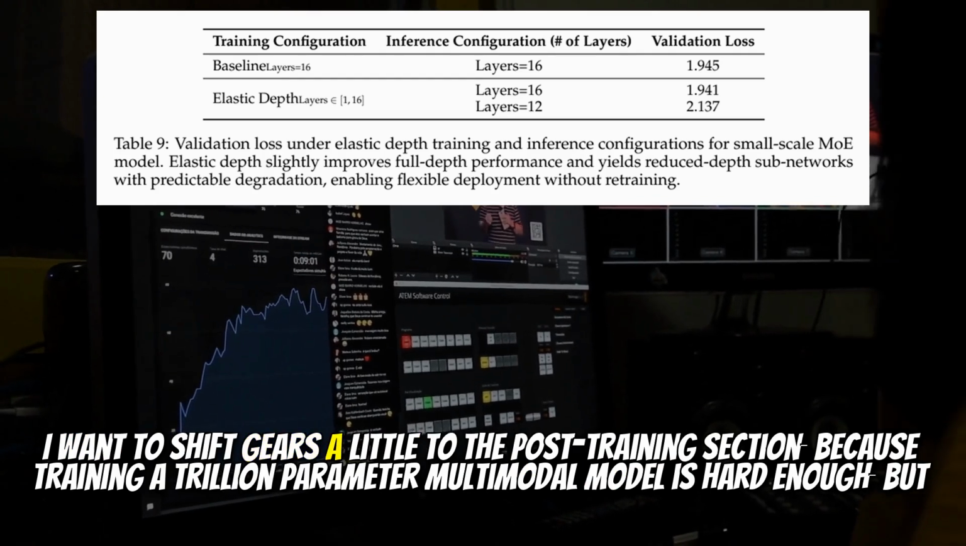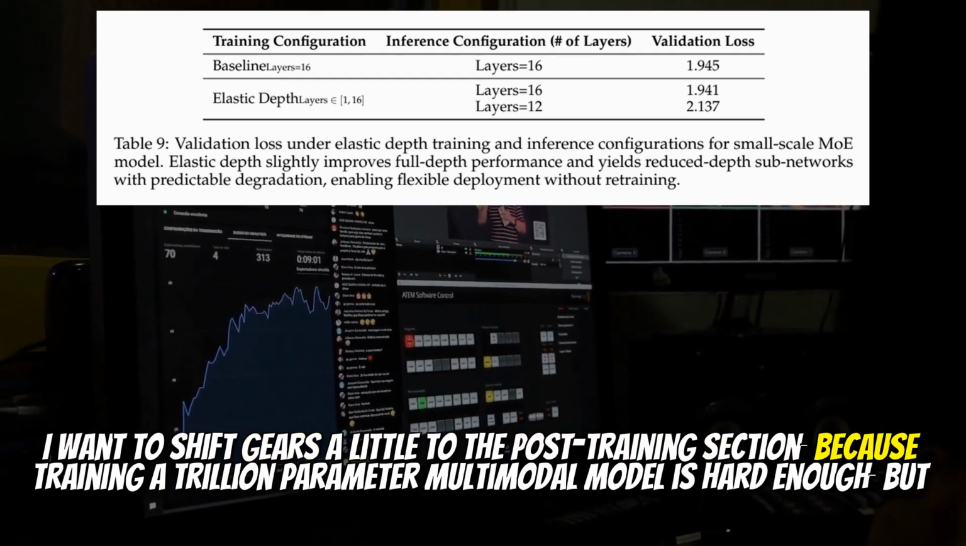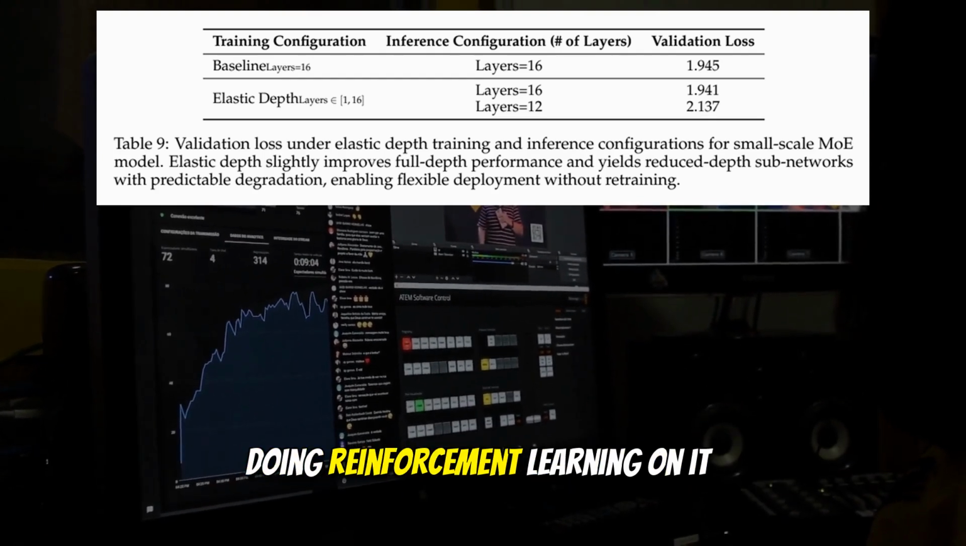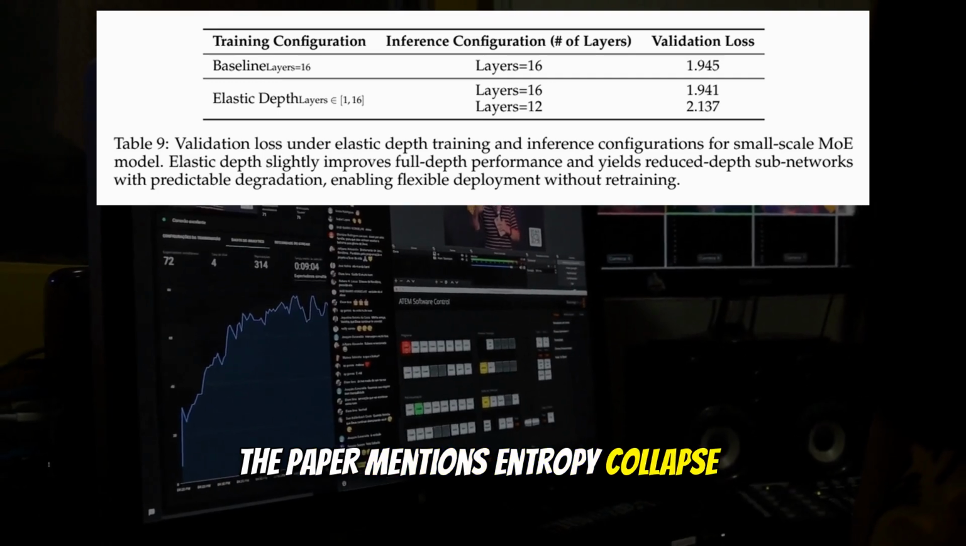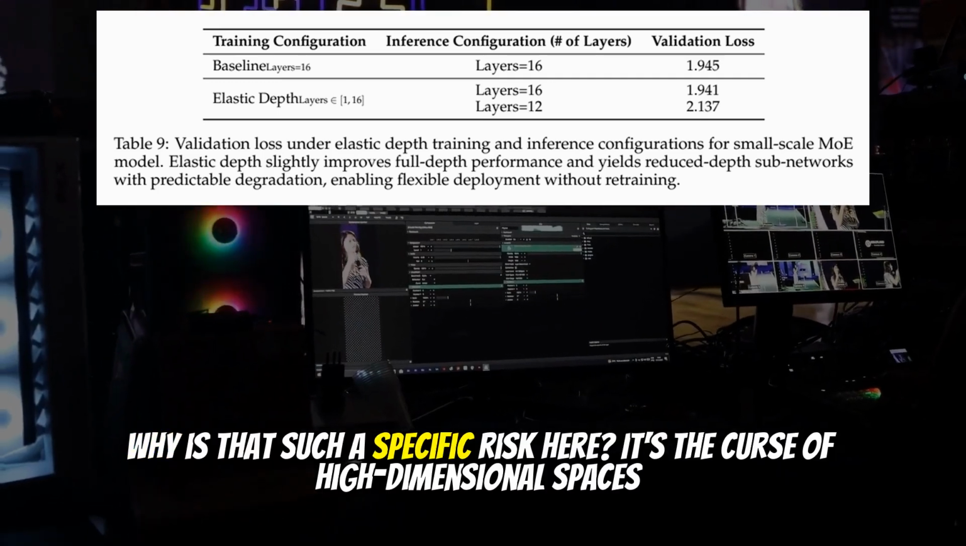I want to shift gears a little to the post-training section, because training a trillion-parameter multimodal model is hard enough, but doing reinforcement learning on it just sounds like a complete nightmare. The paper mentions entropy collapse. Why is that such a specific risk here?